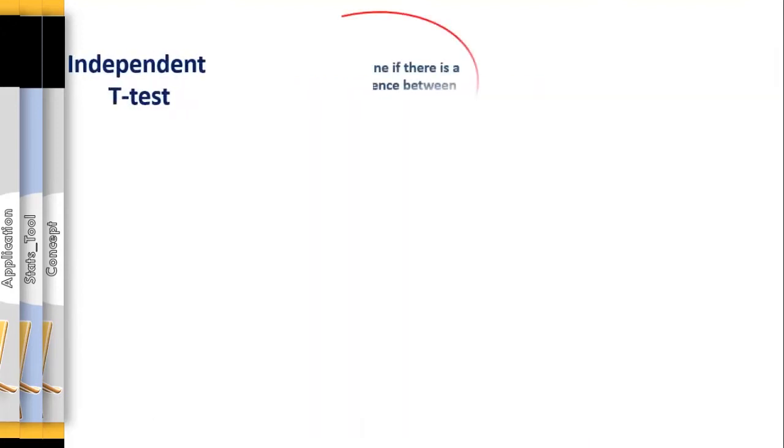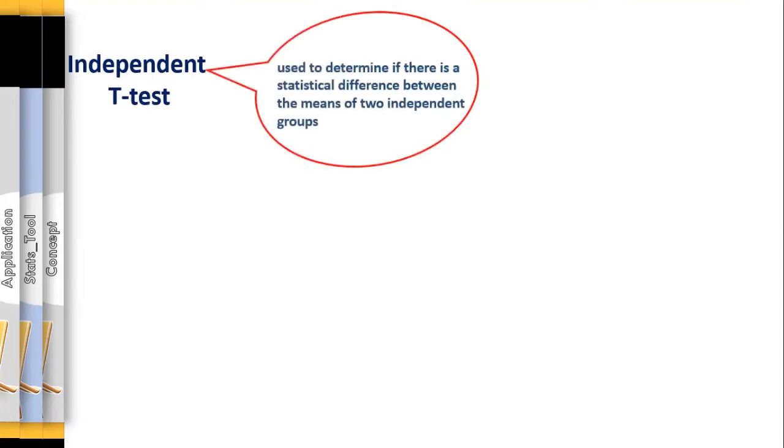Independent t-test, what is it? Well, it is used to determine if there is a statistical difference between the means of two independent groups. So, for example, we have male and female groups. We decide to take the height of males and find the mean of that height. Now we take the height of females as well and find the mean of their height. Now we ask ourselves, is there a statistical difference between the means of these two groups?